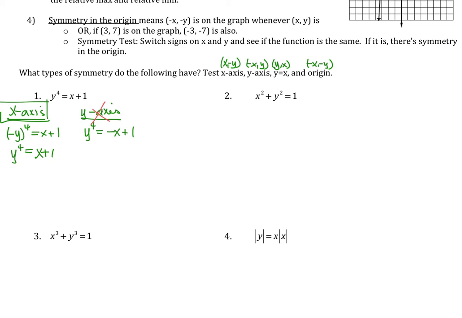And then I'll do y equals x. So I have x plugged in for y, and it's to the fourth, and then I'll plug in y in the x position. There's not much simplifying left to do here. At best, I could take the fourth root of both sides if I wanted to, but it's not going to equal what I started with, so this one does not work.